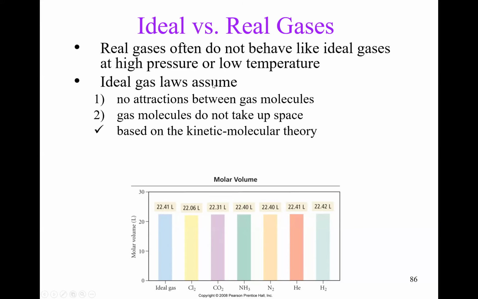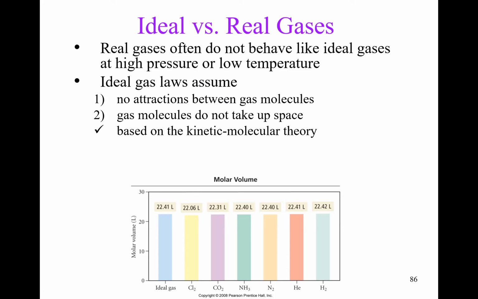So the ideal gas law, the reason it works is it assumes no interactions and no attractions between the gas molecules. And it assumes the gas molecules don't take up any space. Basically what this means is low density and that the molecules are moving fast. And if the molecules are moving fast, the temperature is fairly high.